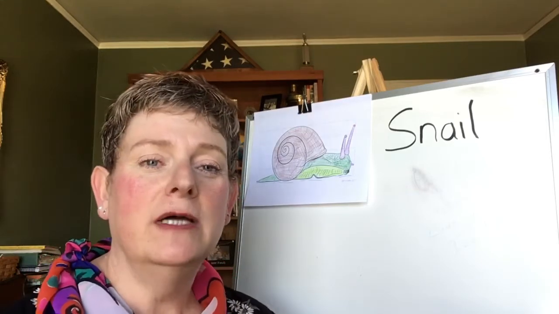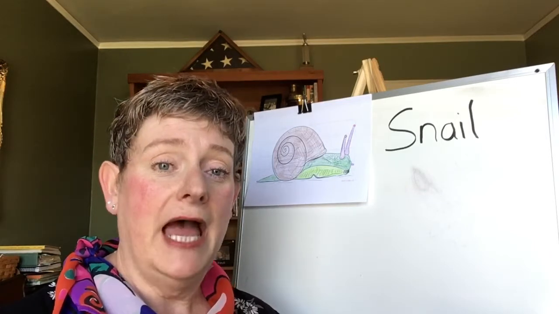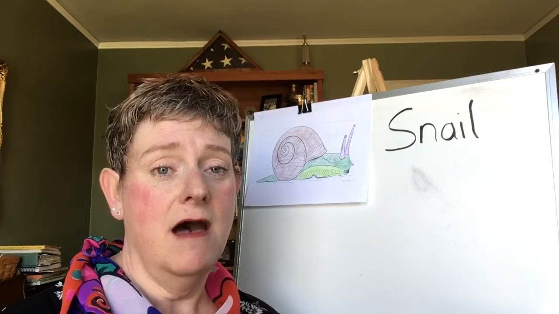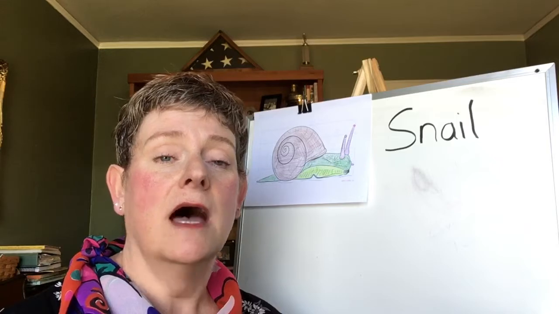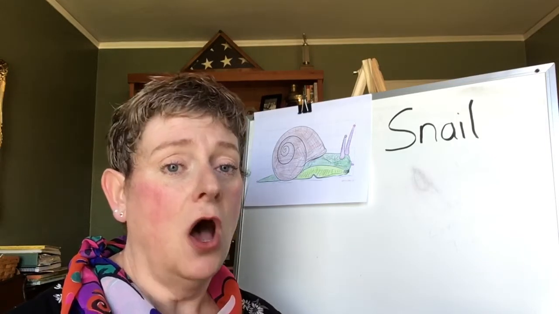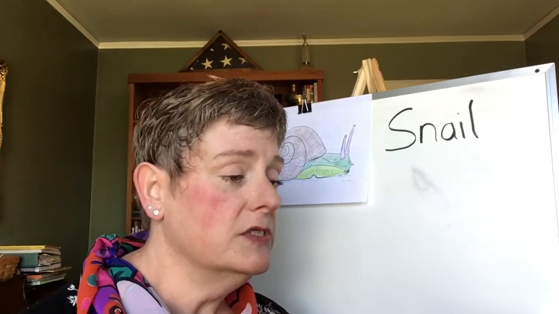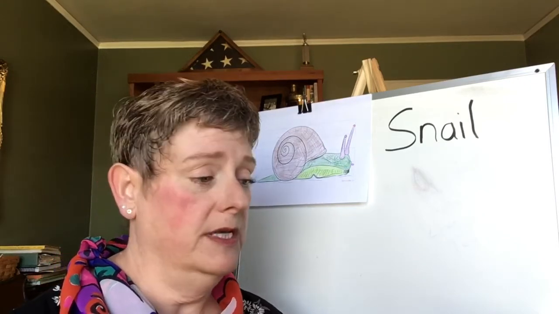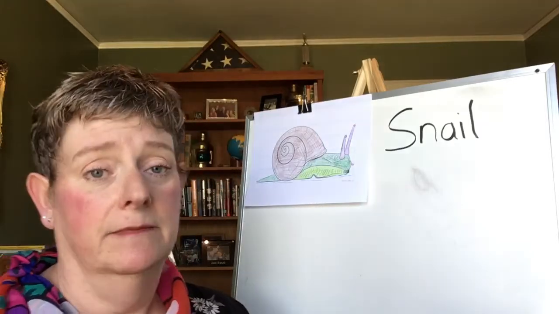Today I have brought you a lesson about the snail. The snail is our last animal in this series about the classes of invertebrates. The snail is from the class of mollusks. Mollusks are soft-bodied, unsegmented animals, usually living in a wet or damp environment and often having an external shell.